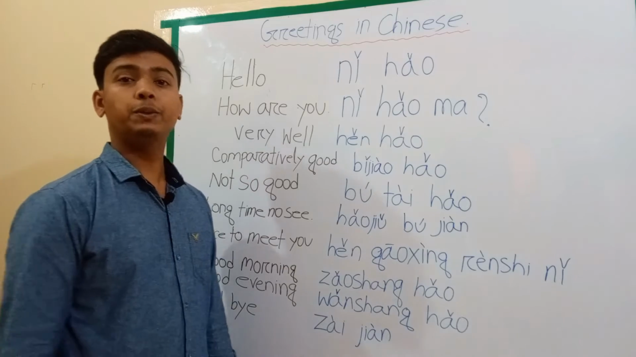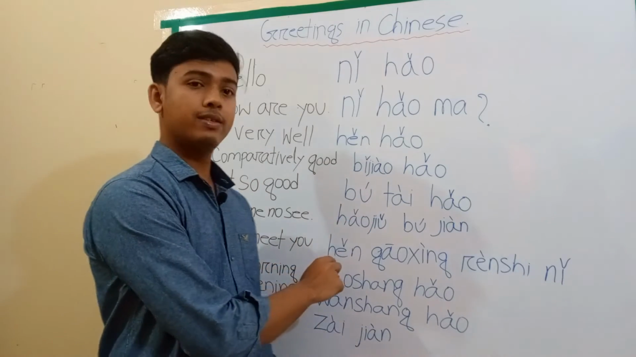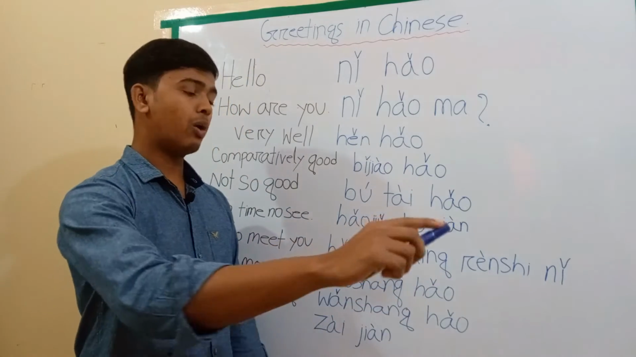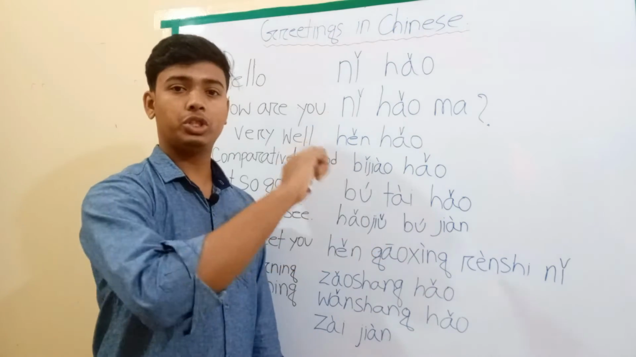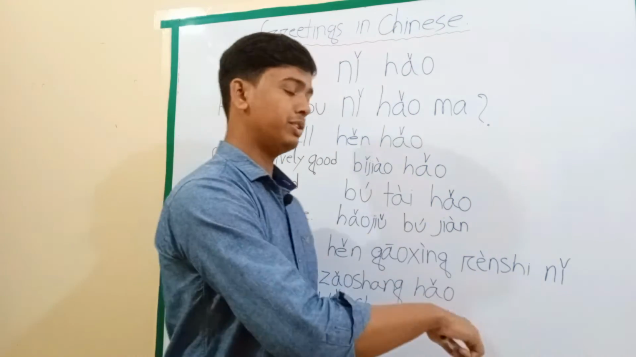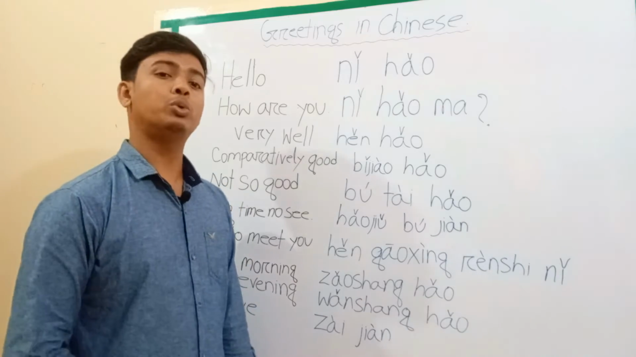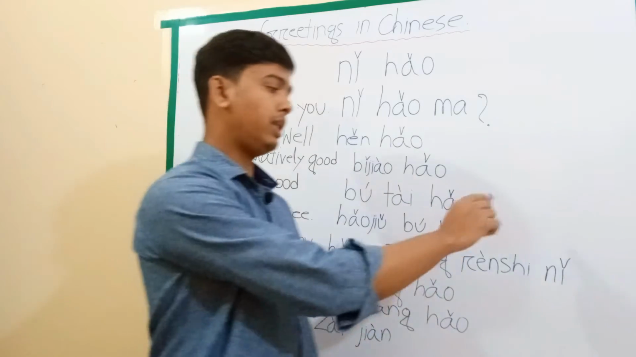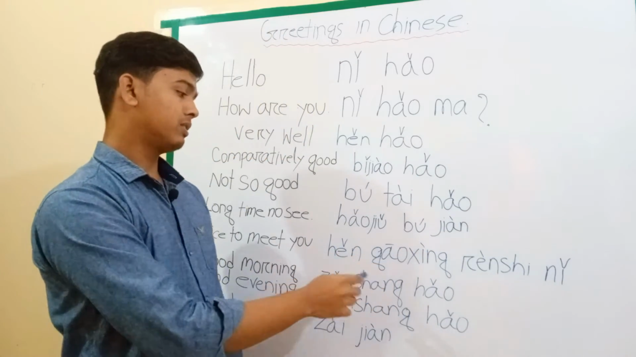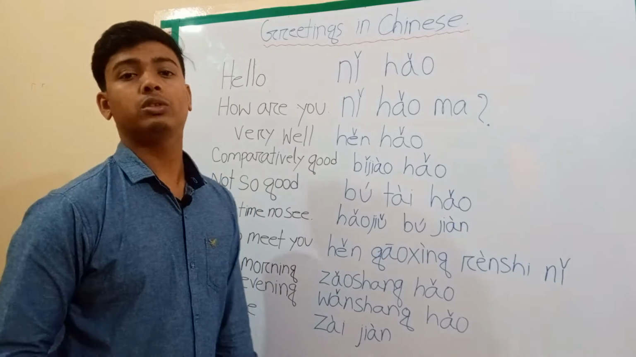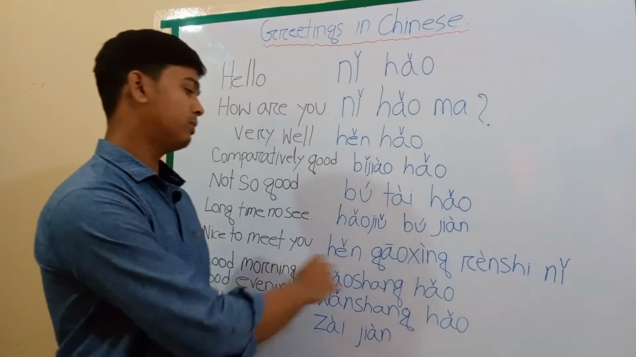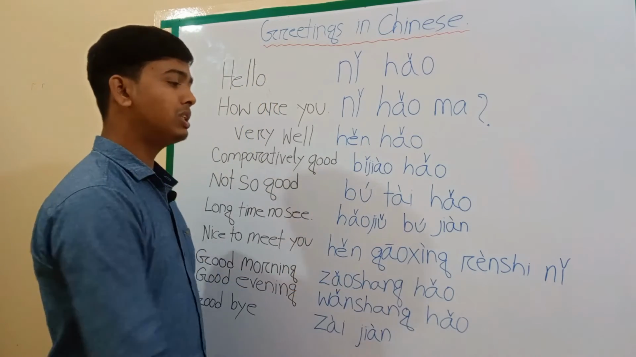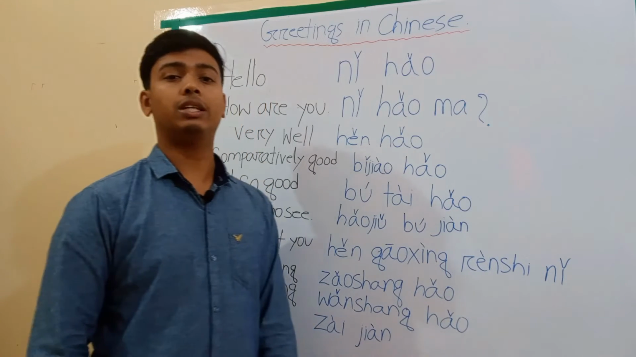Nice to meet you. Hen means very. Gao xing means happy. Ren shi means to know someone. Ni means you. So it means very happy to know you, or nice to meet you. Hen gao xing ren shi ni.